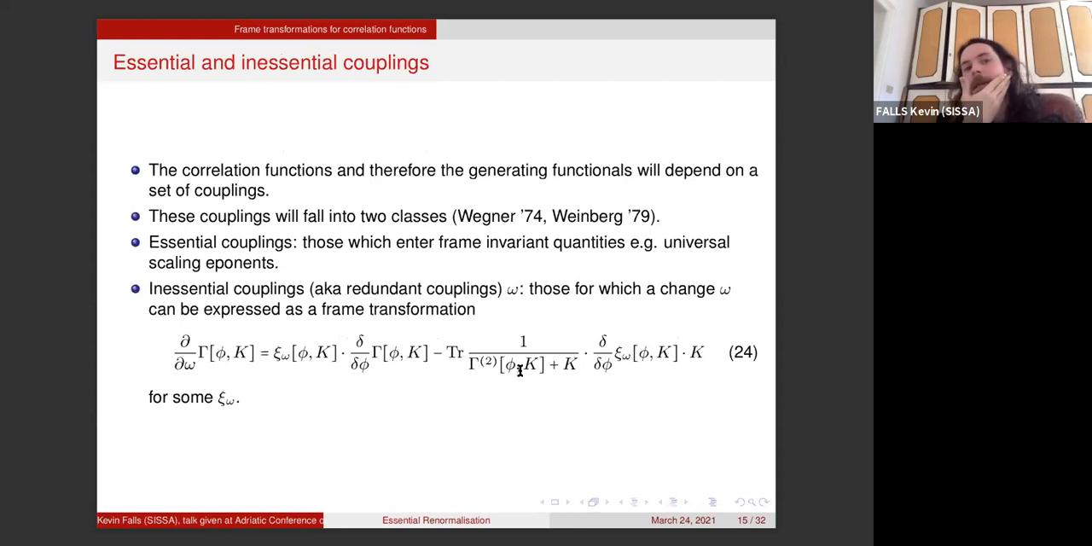So now I can finally come to this word essential, which is in my title. The point is that these correlation functions will depend on the different coupling constants that we have, and these coupling constants fall into two classes. When we compute quantities, they should always be invariant under these frame transformations. So we should have couplings which actually enter these physical quantities, like the critical exponents. On the other hand, if we are allowed to make these frame transformations, the inessential couplings are those where we vary the generating functional with respect to the inessential coupling omega. This can be expressed exactly as one of these frame transformations for some xi. So these are the coupling constants which ultimately we want to get rid of, because they won't actually enter into the physical quantities that we're interested in. So this is the idea.